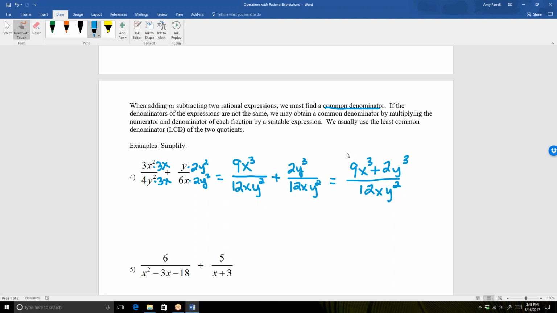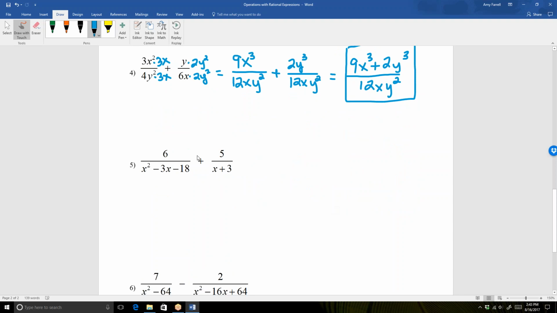And actually, this is our final answer right here, even though it looks a little crazy. I cannot reduce. If I was going to be able to reduce, then there would be a common factor in all 3 of these terms, which there's no common factor. This one has an x cubed. This one doesn't even have an x. This one has a y cubed. This one doesn't even have a y. The numbers do not have a common factor. So that is our final answer.